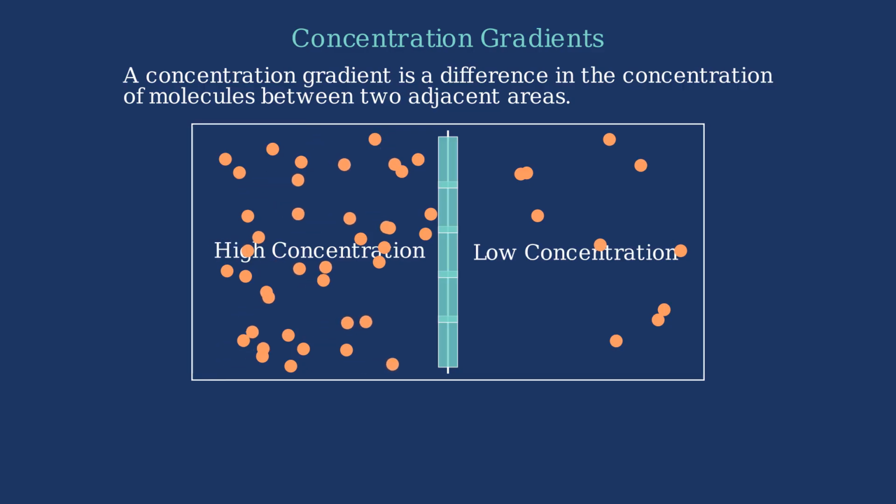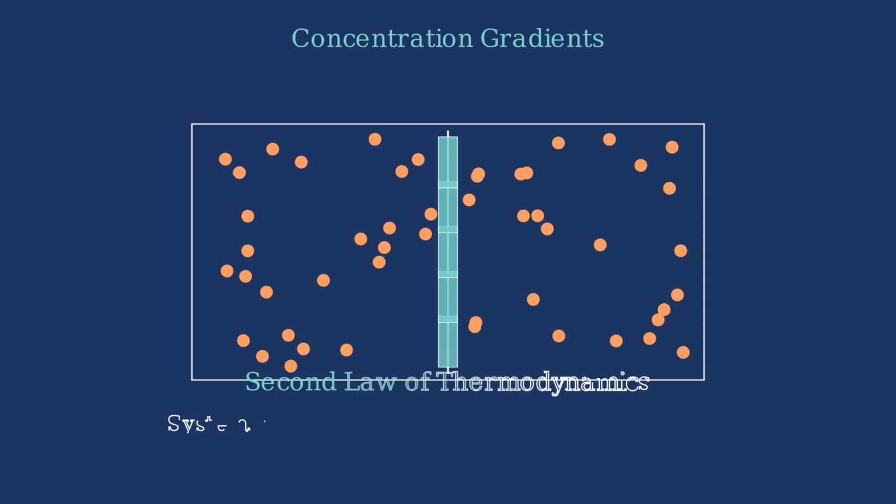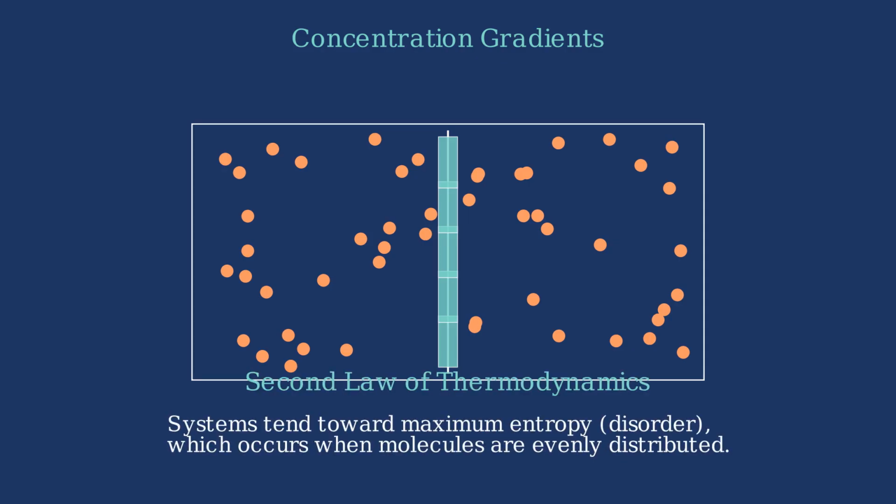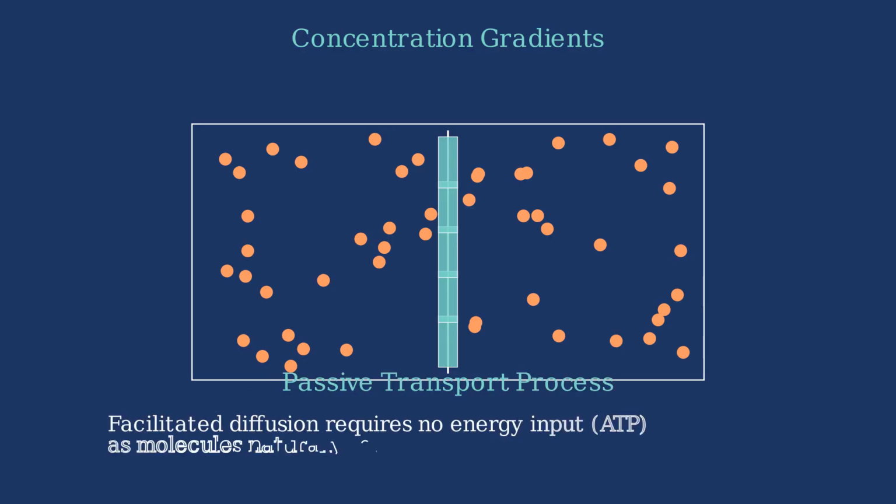According to the concentration gradient, molecules naturally move from areas of high concentration to areas of low concentration. This movement follows the second law of thermodynamics, which states that systems tend toward maximum entropy or disorder. A key feature of facilitated diffusion is that it requires no energy input. The movement is driven by the concentration gradient alone, making it a passive transport process.